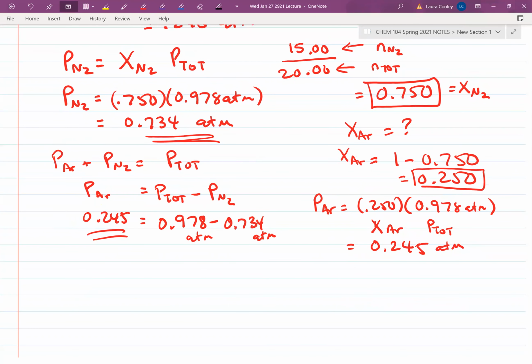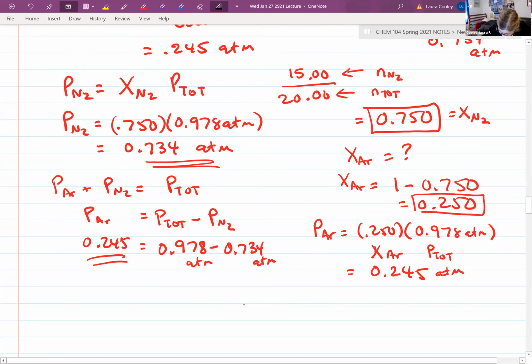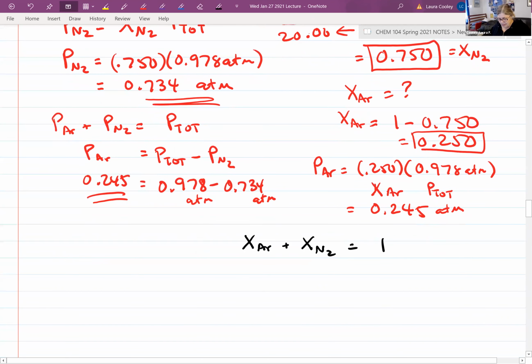Yeah. So I got a little bit lost and I didn't get where the 1 came from. Oh, because the mole fraction of argon plus the mole fraction of nitrogen has to equal 1, because fractions always add up to 1. All the pieces of the pie have to add up to the whole pie. Oh, all right. I get it. Argon and nitrogen, the mole fractions must add up to 1. Right, thank you. Good, I'm glad.